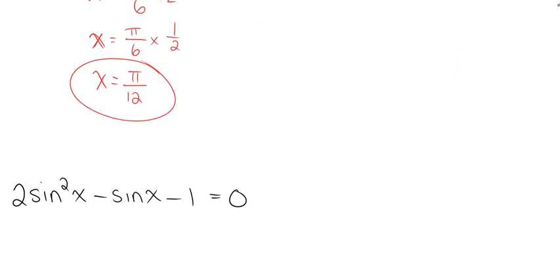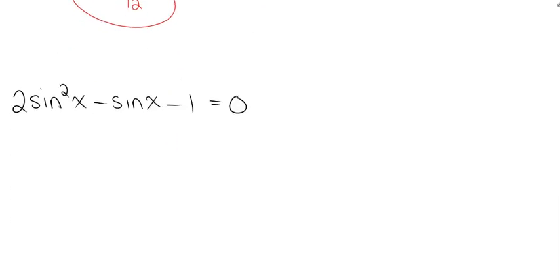Okay, and then this one, 2 sine squared x minus sine x minus 1, looks like a quadratic. So you could just pick a letter like a, and we could just let a equal sine x for a minute. So this becomes 2a squared minus a minus 1. And now we want to factor this. So it's a complex trinomial.